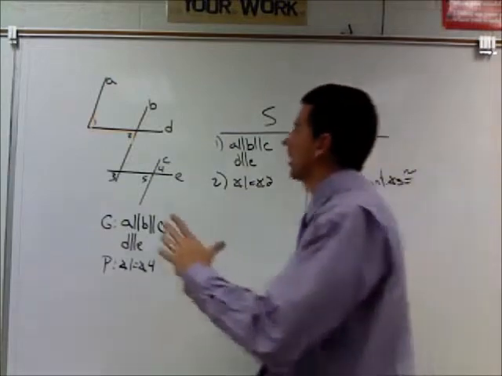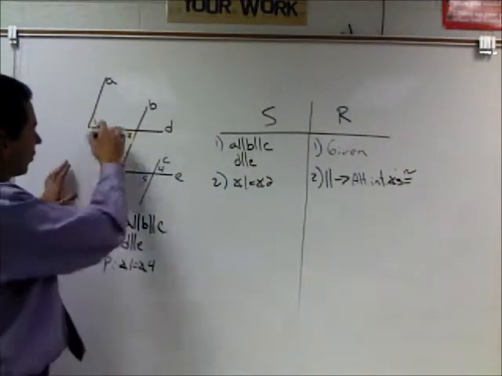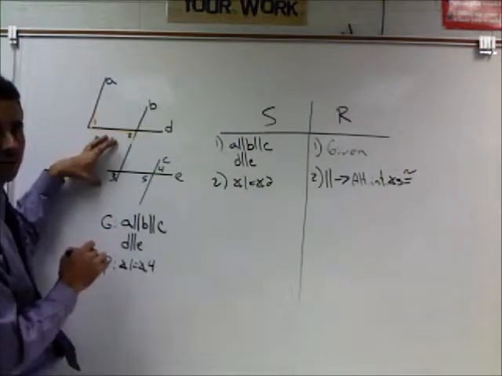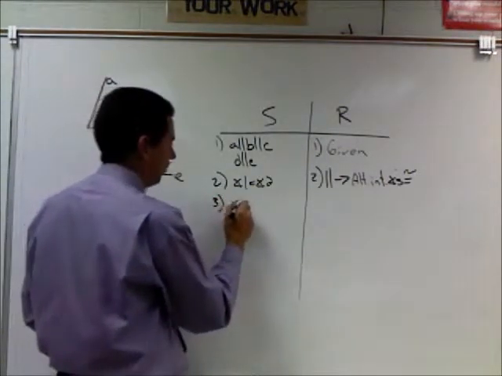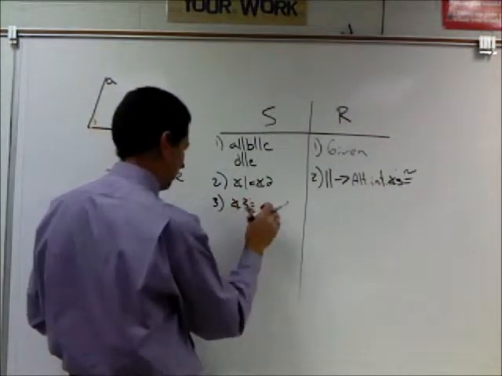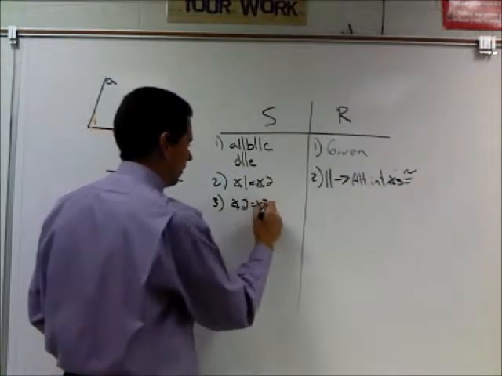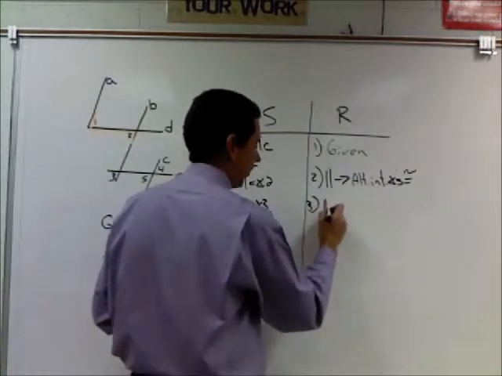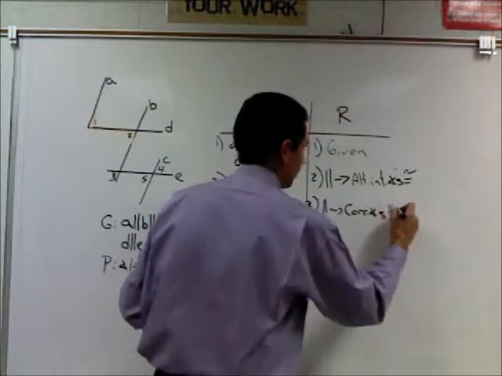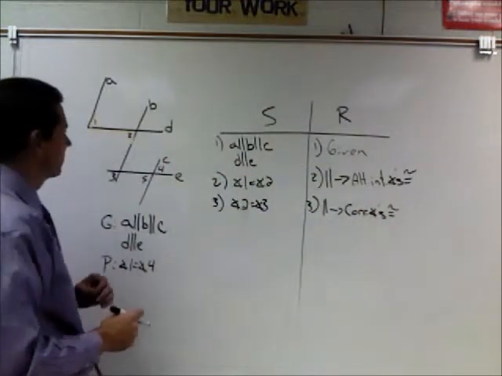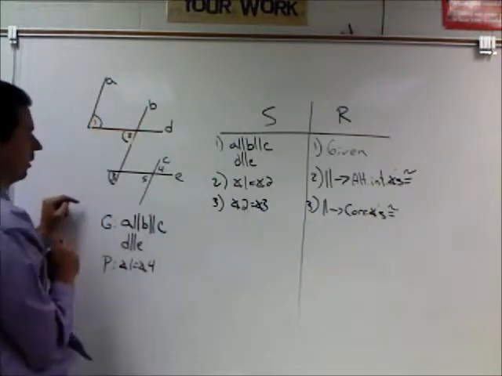Now I've got to say, how can I get from angle 2 down to angle 3? If I were to trace over those angles, that makes the F shape. Those are corresponding angles. Now I can say, all right, angle 3. Whoops. Start over. Angle 2 equals angle 3. Reason for that, parallel lines imply corresponding angles congruent. So now I've got 1 congruent to 2, 2 congruent to 3.